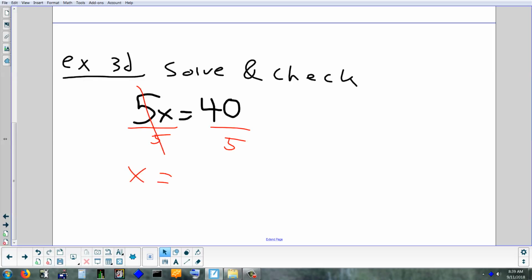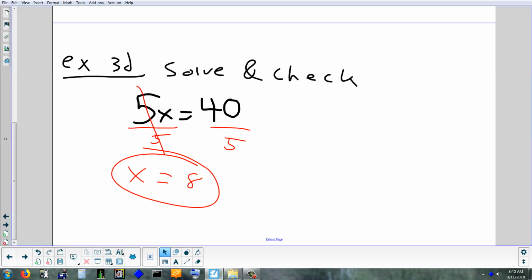And I get x equals 40 divided by 5. Donovan? 8. Very good. Okay, are we all done? No, how come? You've got to check. Nice job. So we're halfway done. We solved it. Let's check it.